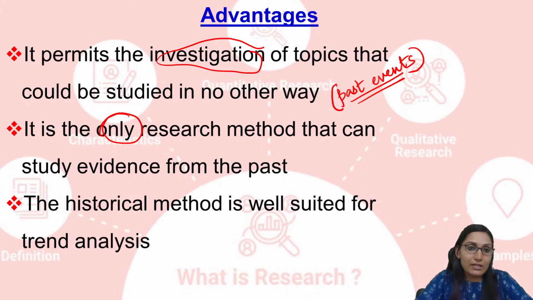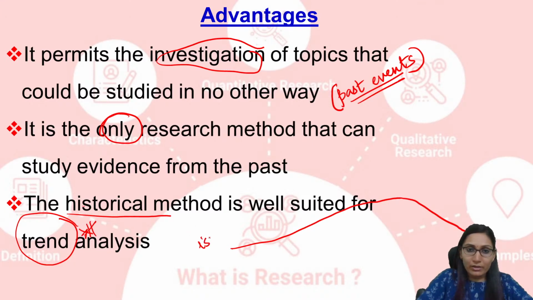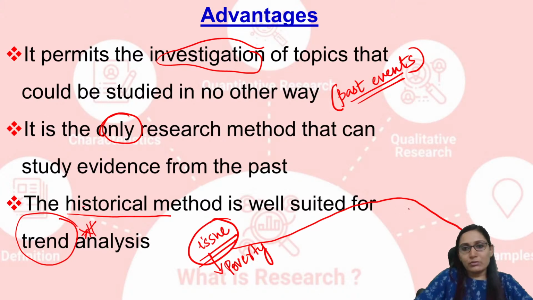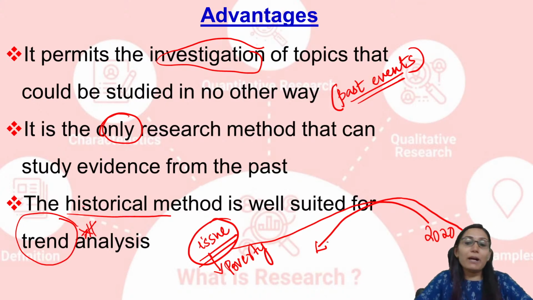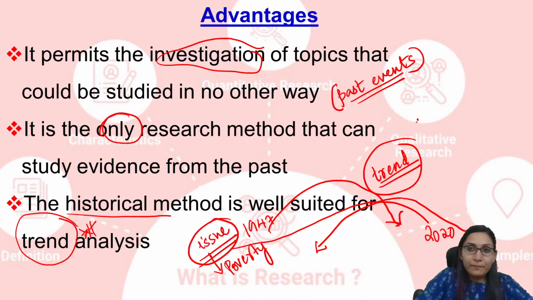The historical method is well suited for trend analysis. This is a very important point. Trend analysis, what does it mean? Trend analysis means, for example, let's take poverty. Now, this is 2020. So, you can depend on the past resources to understand what changes have happened, maybe from 1947 when we got independence to 2020. Trend basically refers to the changes that have happened.